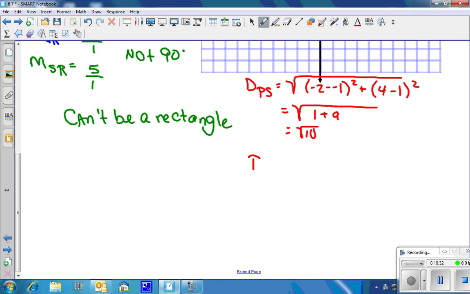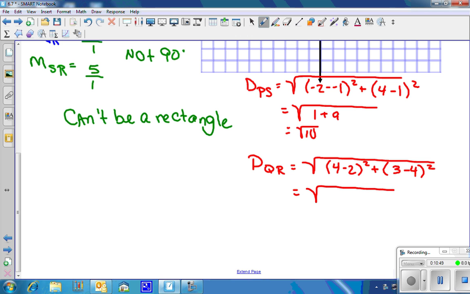And now I'm going to find the distance between Q and R. Q is located at 3, 4, and R is located at 4, 2. So it's 2 squared, which is 4, and negative 1 squared, which is 1. Are they the same? No. So they're not isosceles. So it's just a plain old trapezoid.